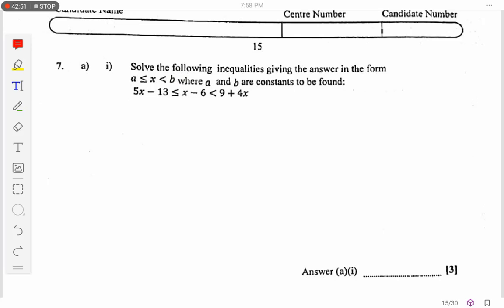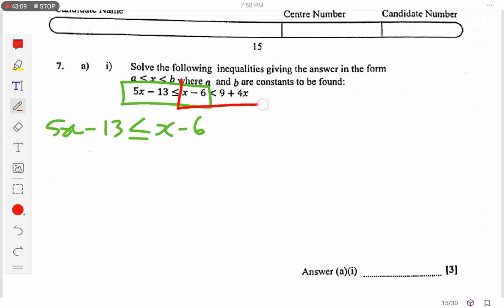Here we are given inequalities. So when you are solving this inequality, because it is combined, you take this one first and you say 5x minus 13 is less than or equal to x minus 6. Then you also take the other part and you say x minus 6 is less than 9 plus 4x. Then you solve this like that. So let's solve for the first one. This is going to be x.